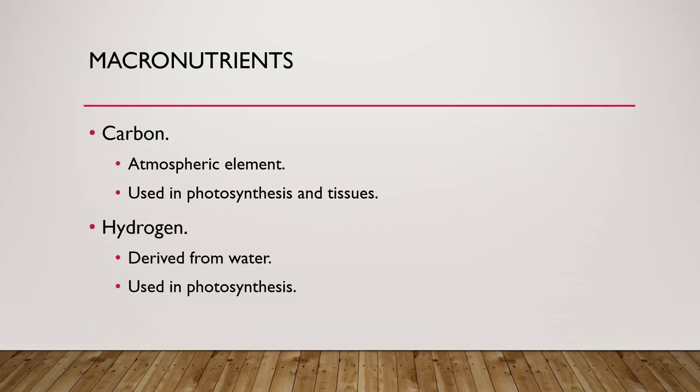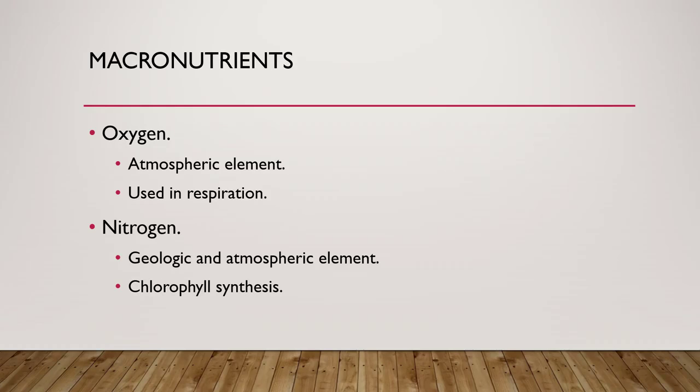Of the macronutrients, we've got carbon, an atmospheric element used in photosynthesis in tissues. Hydrogen is derived from water and is used in photosynthesis. Oxygen is an atmospheric element used in respiration. Nitrogen is a geologic and atmospheric element important for chlorophyll synthesis. This is one of our primary macronutrients.